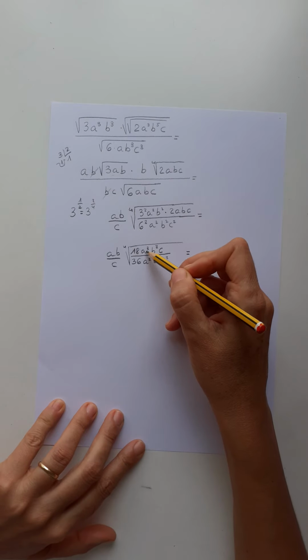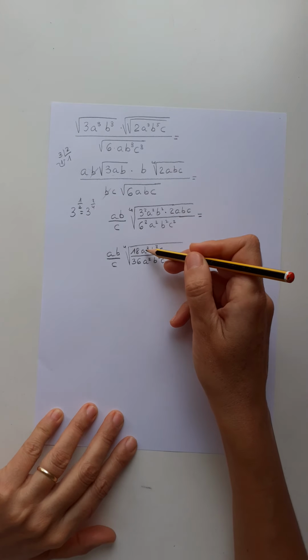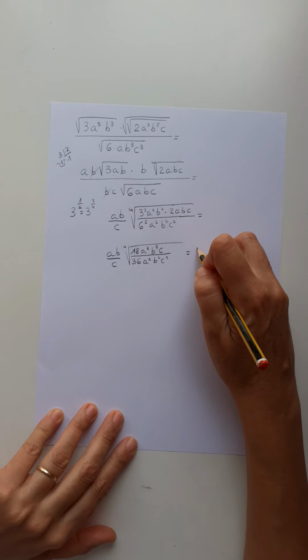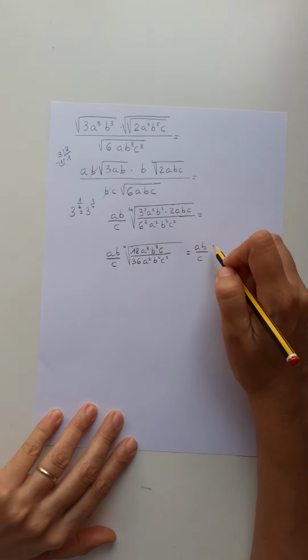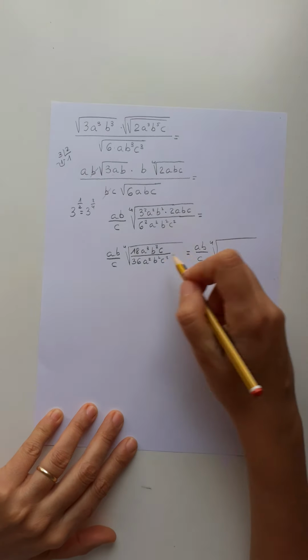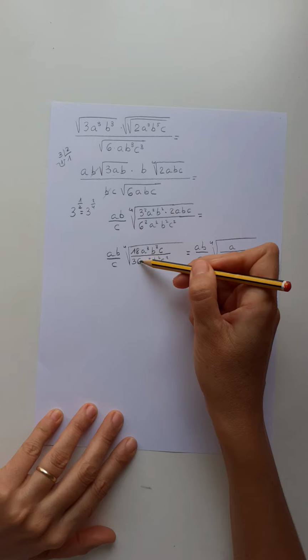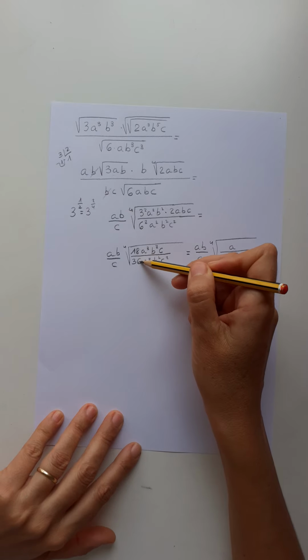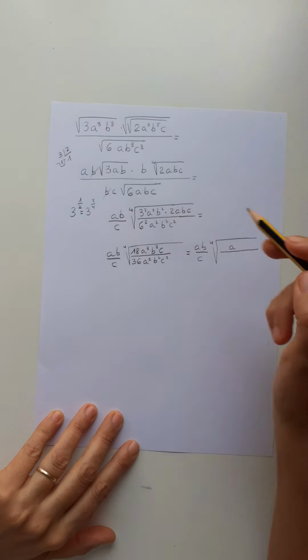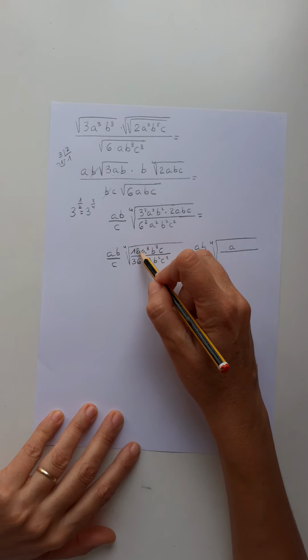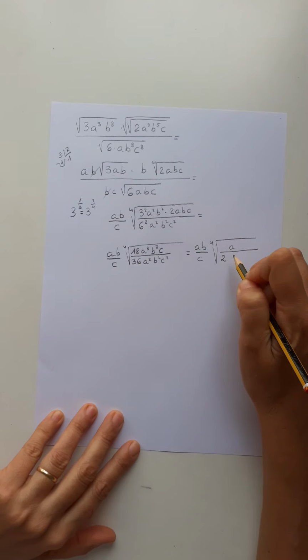Here I have a cubed and a squared, so I can simplify by a squared here and here. And the result would be that I would have, look, ab over c, I copy this. I would have a in the numerator. What about the numbers that I have here, the coefficients? I can simplify by 18, and I would have 1 here. If I divide 18 by 18, the result is 1, and here I would have 2.